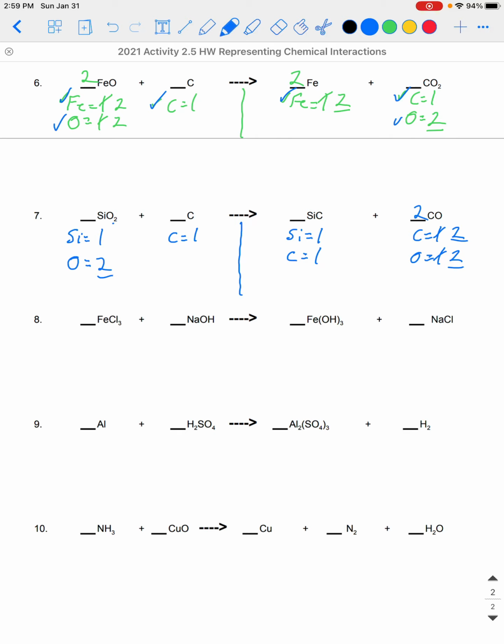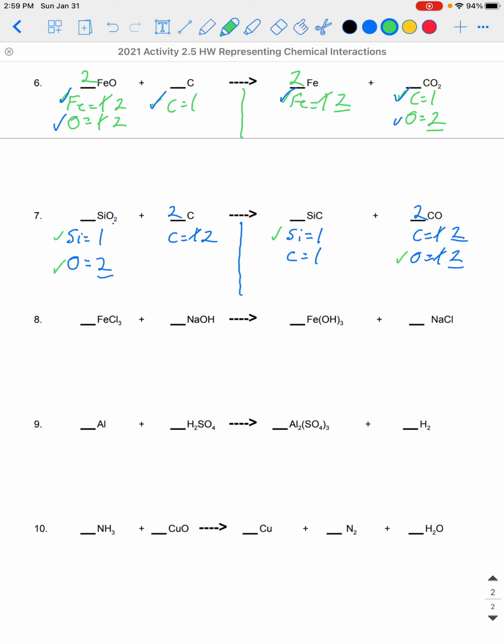Let's go back and balance our carbons now. We need a 2 as our coefficient there. And that looks like our balance. Let's double check it. 1 silicon, 2 oxygen, 2 oxygen. Ooh, that didn't do it.